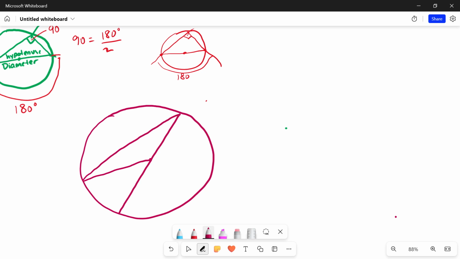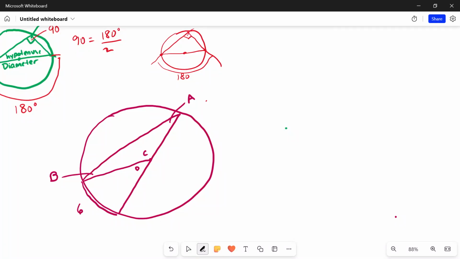What we want to do is this over here is angle A. This over here is angle B. This is going to be C. This is going to be D. And we are told that this arc out here is 60 degrees. We want to figure out A, B, C, and D. All right, so let's think about that for a little bit.